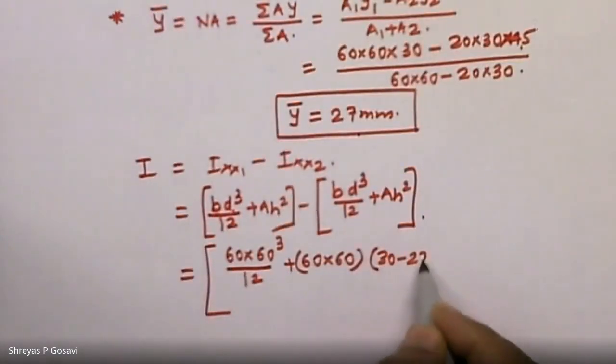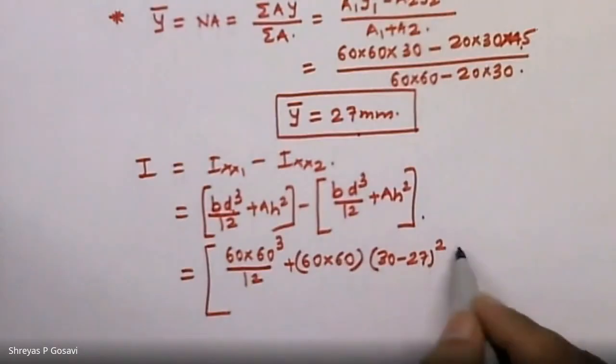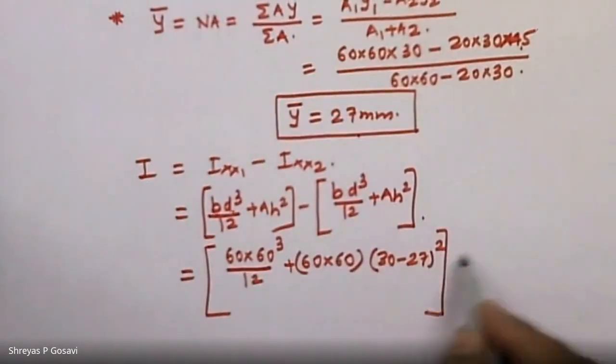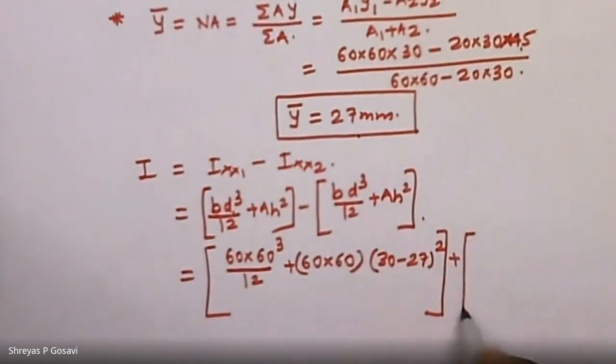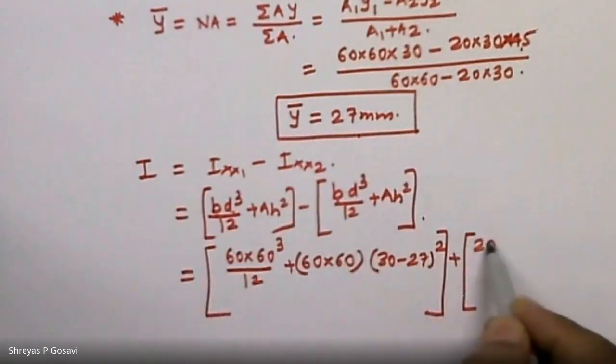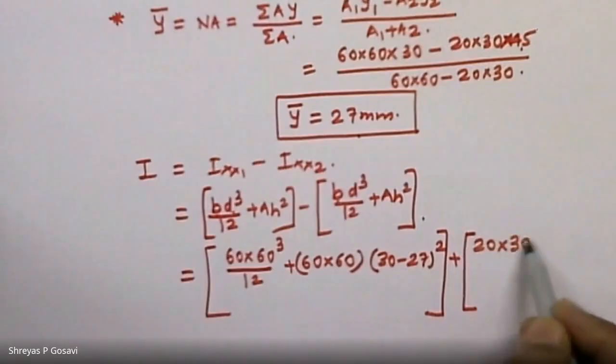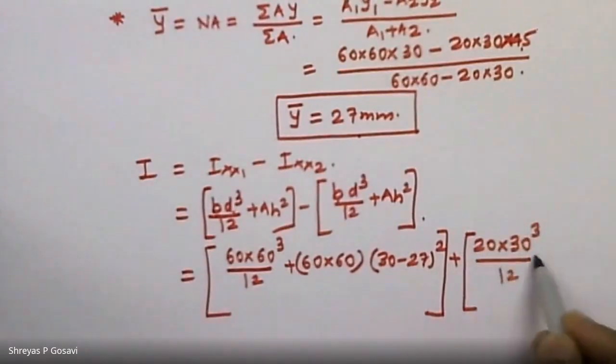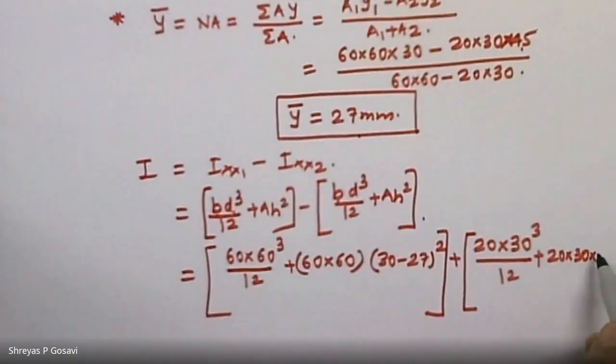30 minus 27 bracket square. Okay. Plus the slot with width 20, depth 30 divided by 12, plus area 20 into 30 multiplied by its distance from the neutral axis.